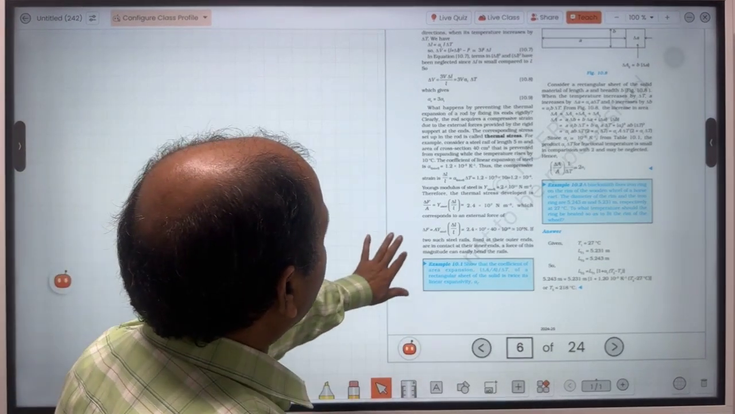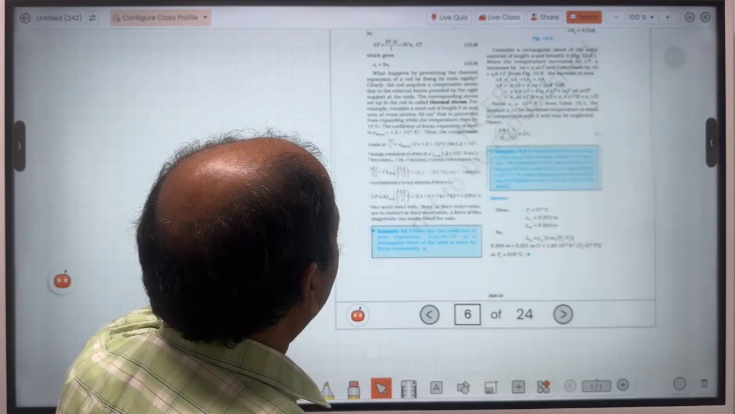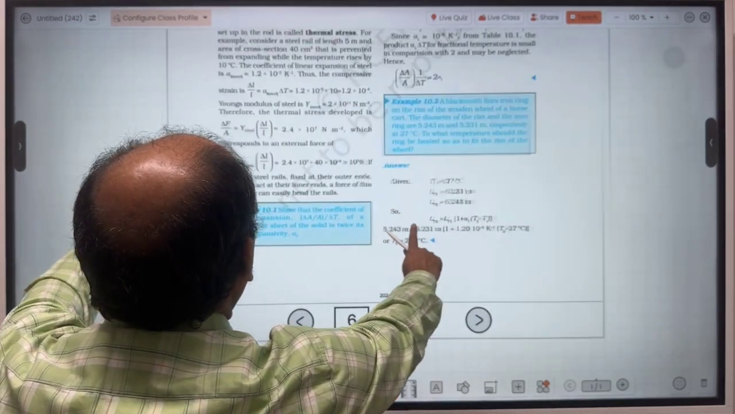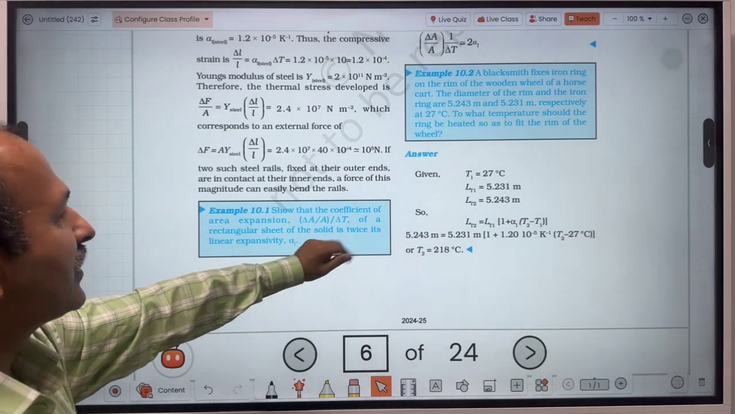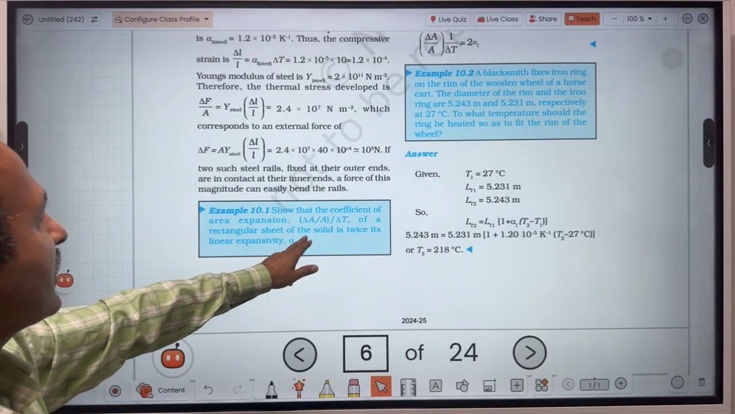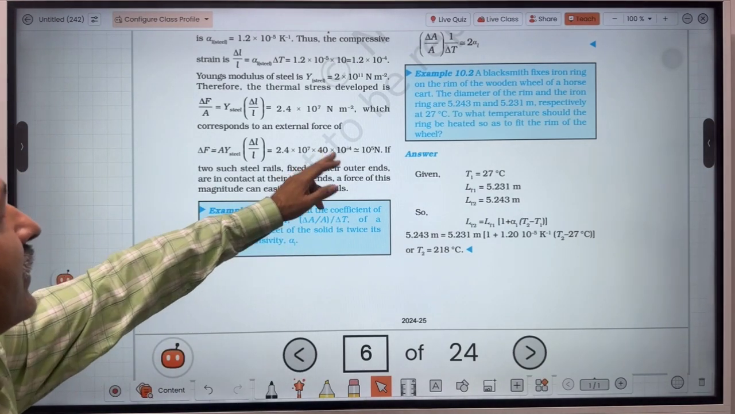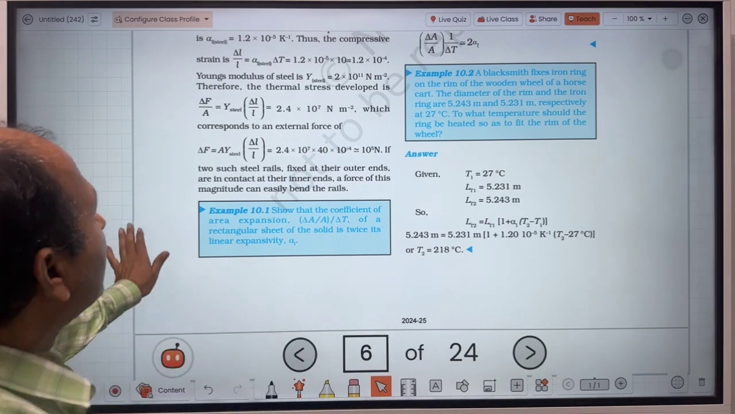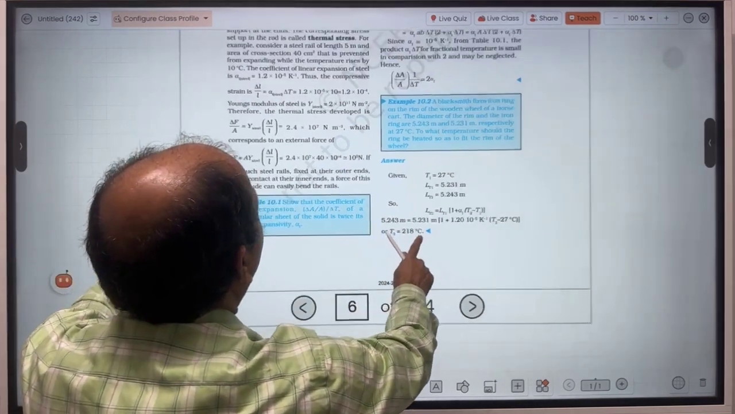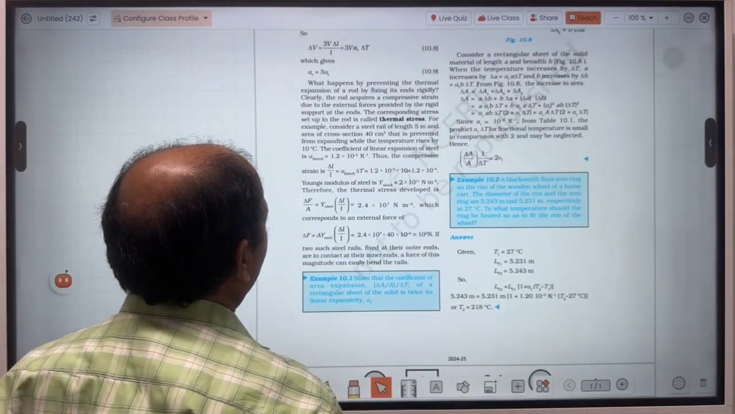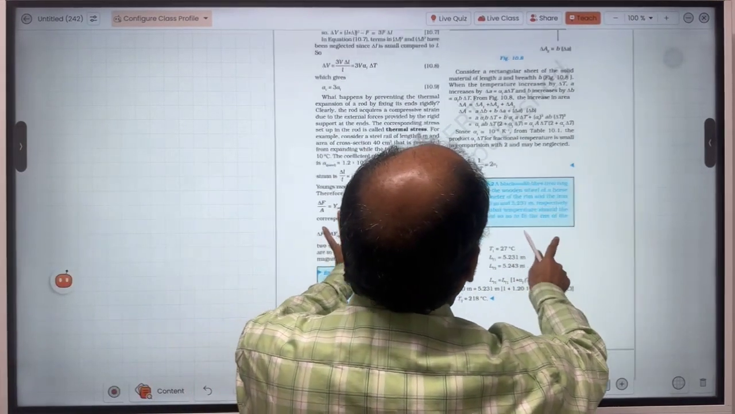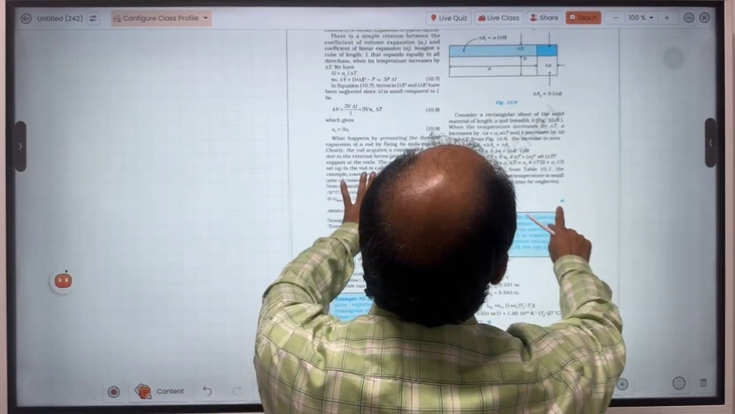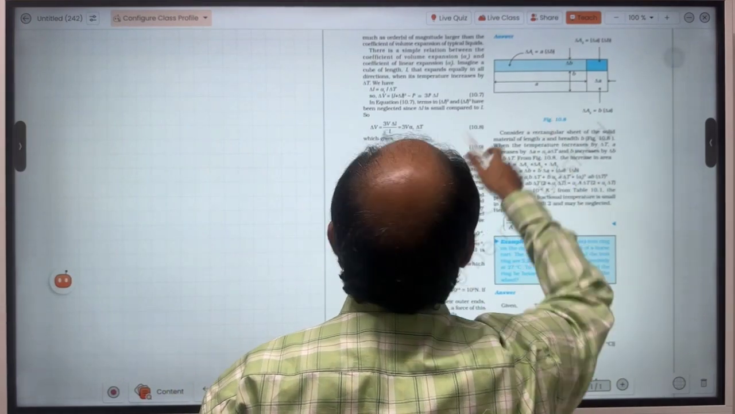Here we are going to derive this relation. The question says, show that the coefficient of area expansion, delta A upon A times delta T, of a rectangular sheet of the solid is twice its linear expansivity. It means we have to prove that alpha A is equal to twice of alpha L. So let's see in the diagram.